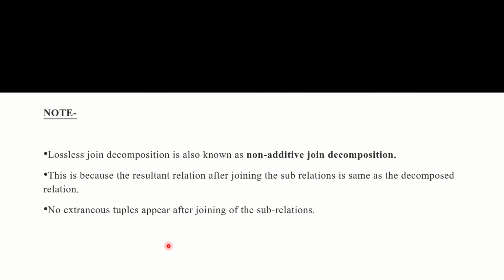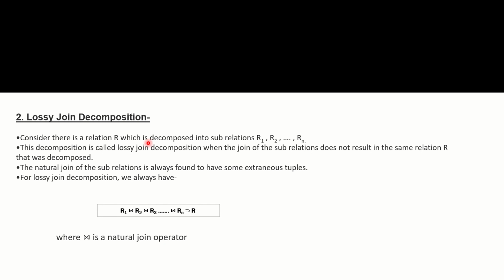The second type of decomposition we have to study is called lossy decomposition. How can we define lossy decomposition? Suppose R is a relation, and we are decomposing R into subrelations R1 to Rn. We can say it is a lossy decomposition if, when we calculate the natural join of all the subrelations, we do not get the original relation R. Some tuples will be left. That is called lossy join decomposition. Lossy means some information will be lost. Something extra will come after performing the decomposition. We will not get the original table R.